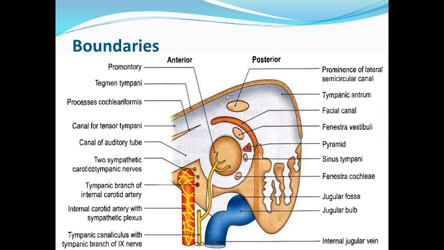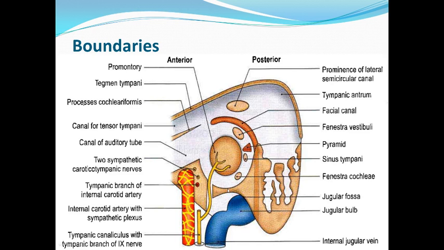This is called the tegmen tympani, a very thin plate of bone, and this plate of bone is prolonged backwards. You can see this is ascending and prolonging backwards as the roof of the canal for tensor tympani. This is the canal for tensor tympani, and it prolongs backwards as its roof too. So this is the tegmen tympani, a thin plate of bone which separates the middle ear cavity from the middle cranial fossa.